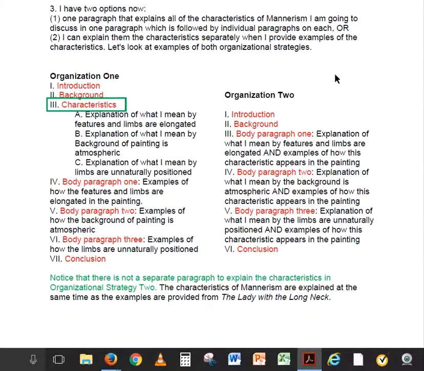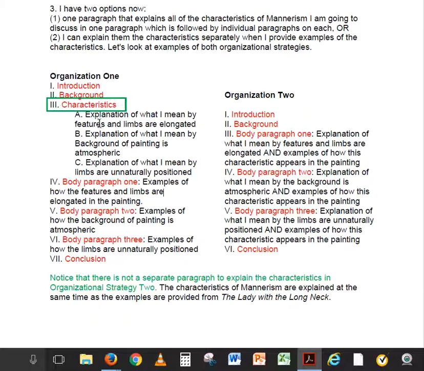Now my options for introducing the characteristics are twofold. That's why I have two different organization strategies here. It doesn't matter which one you do as long as you both explain what these characteristics are and then find examples of them. It doesn't matter how you organize it.